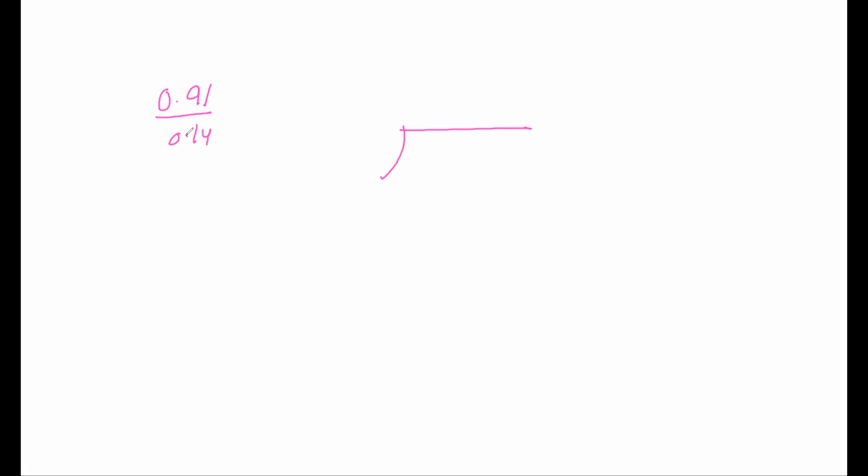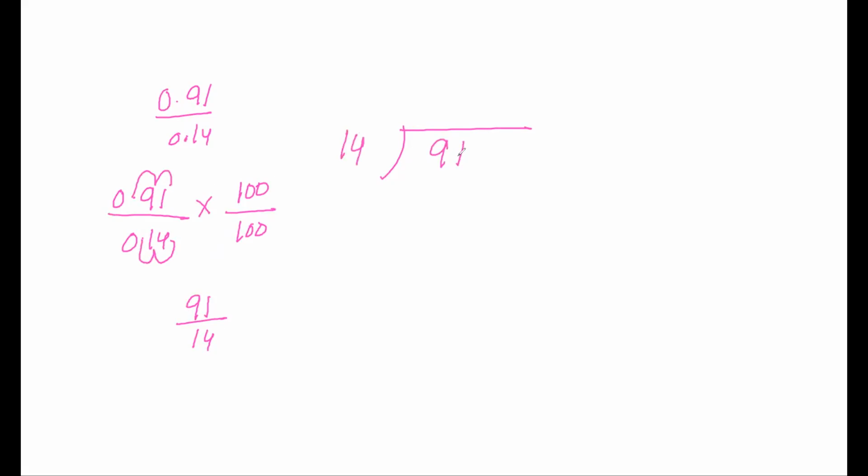Now, I don't like this point. What should I do? I will multiply with 100 and divide with 100, both in the numerator and denominator. This way, the point moves. And now I don't have anything in the denominator. I write 91 here. Put 0 in the dividend. I put 0 in the dividend. Now I continue my normal division.